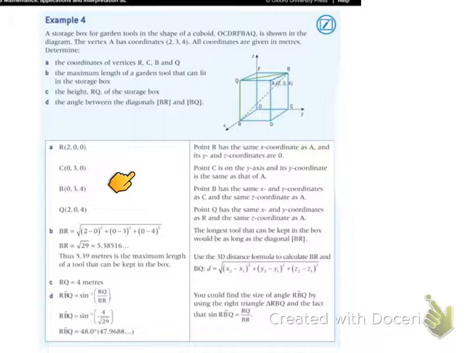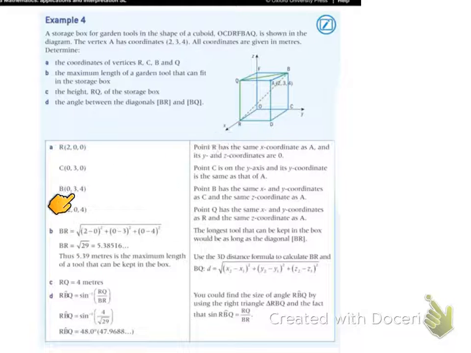Where's D? It does not ask for D in our list, but D, this point, would be 2 out, 3 over. Notice that C is just 3 on the Y, so it's 0 on the X, 3 on the Y, and 0 up and down. So you can find all of those points. They're listed here. It then wants to know what is the maximum length of a garden tool that can fit in the storage box. Well, that would just be from one corner to the other corner. Now, granted, they chose BR, but BR is not the only option you would have.